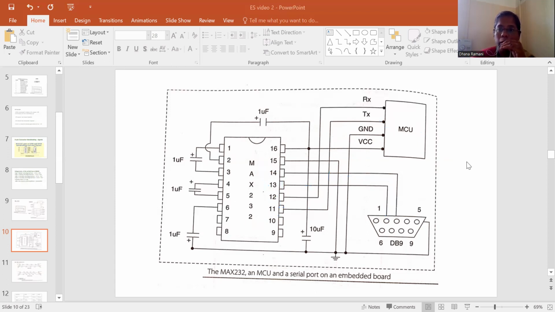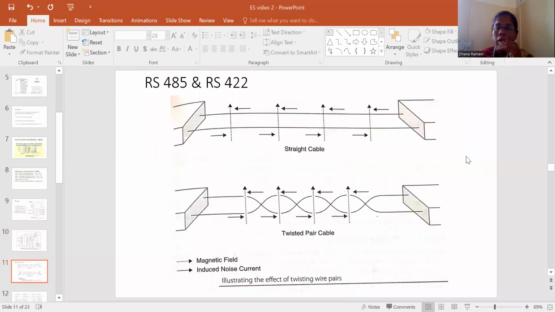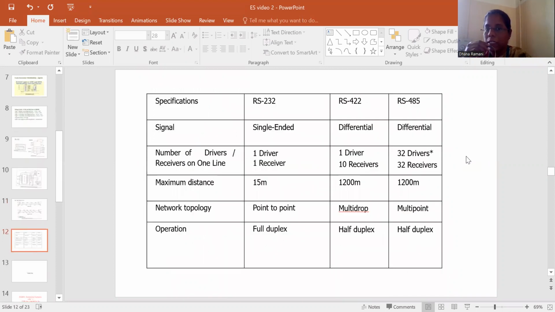And yes, we should know the difference between RS232 standard and RS422 and 485. So let me come back to the slide later. This is the comparison between RS232, RS422 and RS485. In this case, RS232 is single-ended, where we have a B plus point and the ground. It is the signal between the ground and the B plus, right?